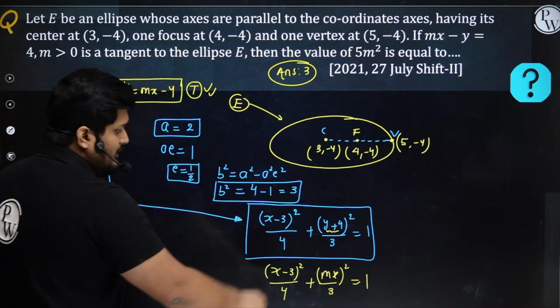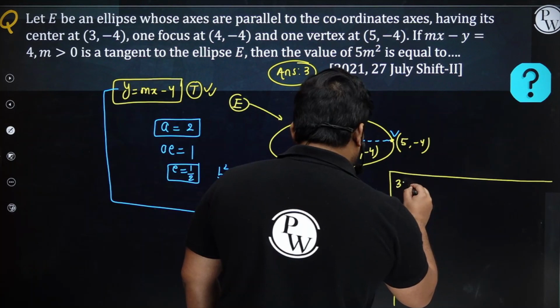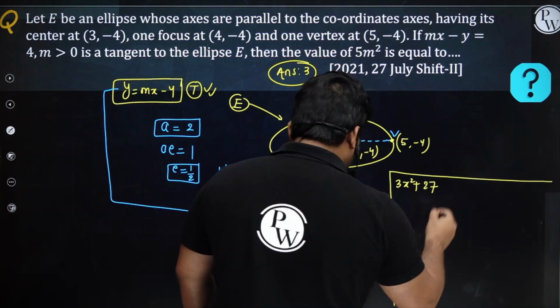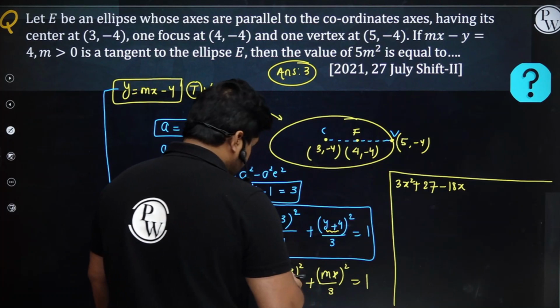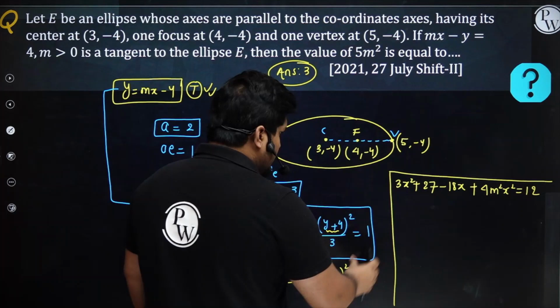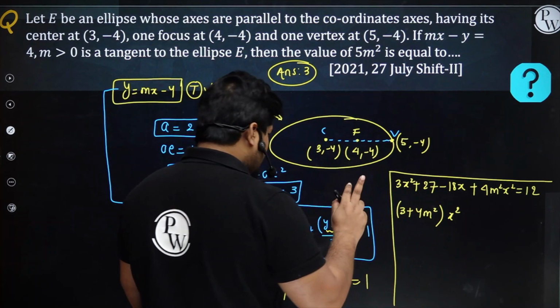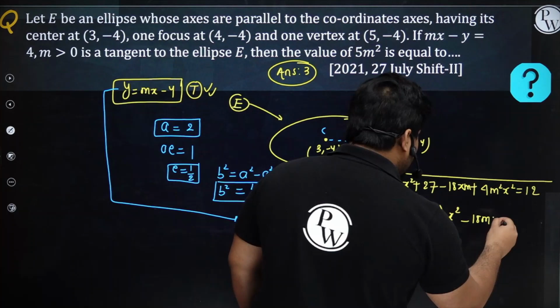So clearly we have got a quadratic. You see, if you simplify it further, I'll not calculate everything. This is 3x square, then this is 9, 3, 27, and this is 6, so minus 18x, plus this is 4 times m square x square will be equal to 12. So if you frame the quadratic in x here, 3 plus 4m square into x square. Okay, I think guys I'm missing something. 18x into m, right? Minus 18mx and 27 minus 12 plus 15 equal to 0, right?